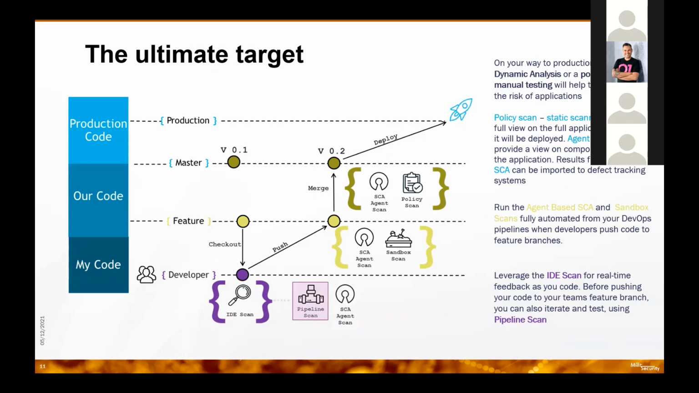And don't be confused by the next stage, the development branch or my code, where you can run the pipeline scan. Don't be confused by the name, because even if that is called pipeline scan, it doesn't necessarily mean that's the only thing that runs on your pipeline. All the three or four static analysis types, policy scan, sandbox scan, and pipeline scan, they all run on your pipeline. Pipeline scan is named pipeline scan because it only runs on your pipeline.